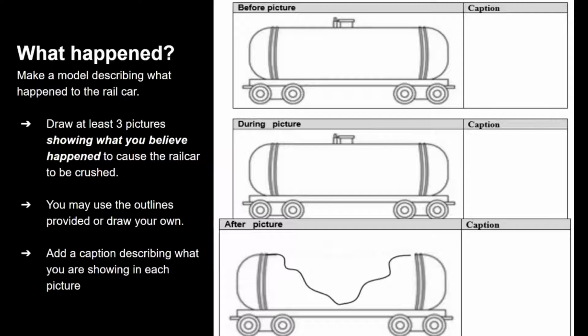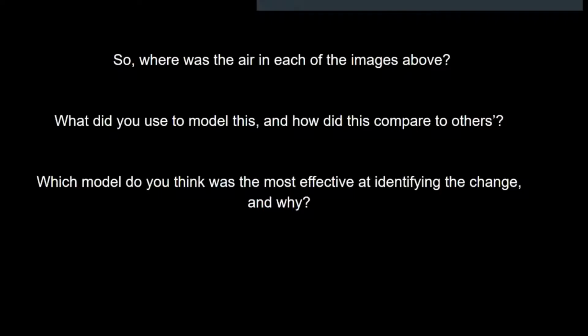So they have to make a model describing what happened to the rail car, to the air inside and the air outside. And they have to compare how some students drew air and how other students drew air, and look at the validity of each of those models. And they have to use that model of the air to describe what caused the rail car to be crushed. And this would work with honestly any level of student. So they're both visualizing it and then captioning verbally.